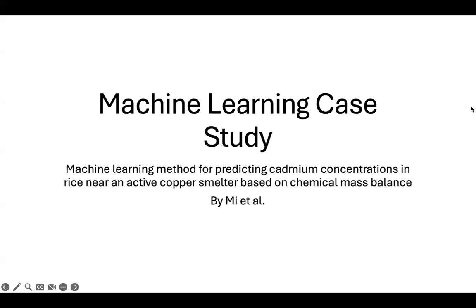Welcome to the machine learning case study. In this video, we're going to be going over the paper titled Machine Learning Method for Predicting Cadmium Concentrations in Rice Near an Active Copper Smelter Based on Chemical Mass Balance by Me et al.